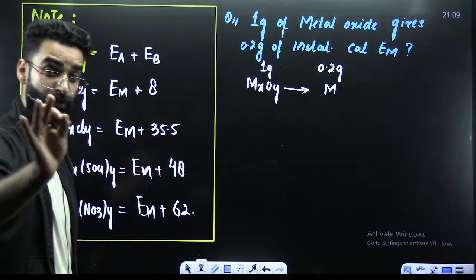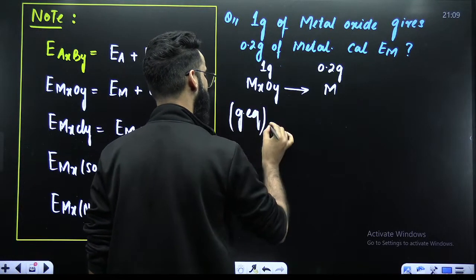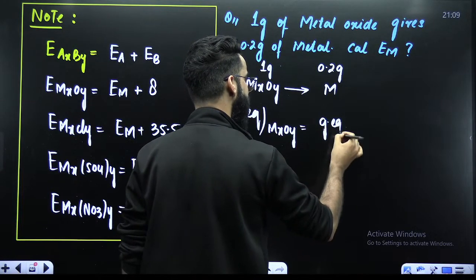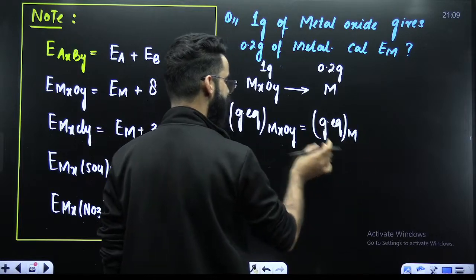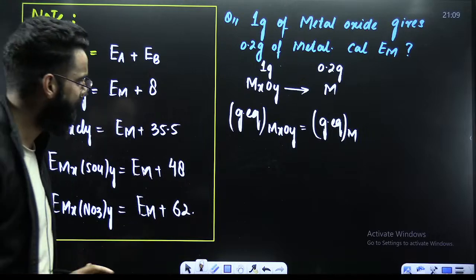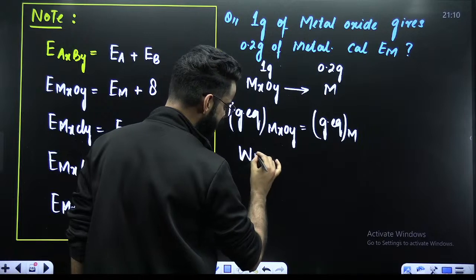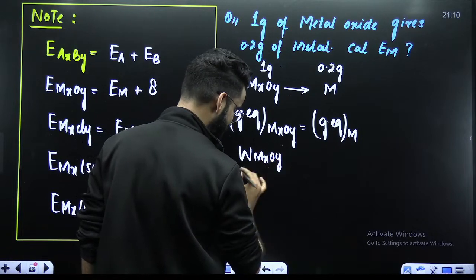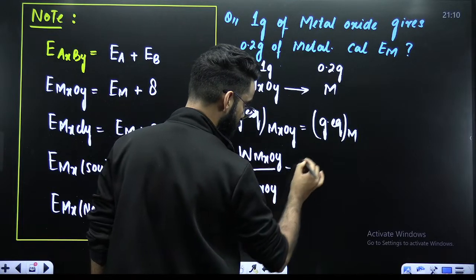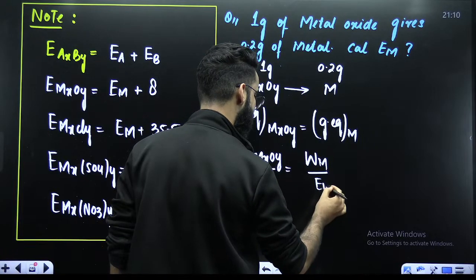Now, people, if you use the equivalent concept, you can simply say gram equivalence of metal oxide reacted has to be equal to gram equivalence of metal formed. So gram equivalence of this and gram equivalence of this should be equal as per the equivalent concept. Now, gram equivalence of metal oxide will be equal to mass of metal oxide divided by equivalent mass of metal oxide, is equal to gram equivalence of metal, which is mass of metal divided by equivalent mass of metal.